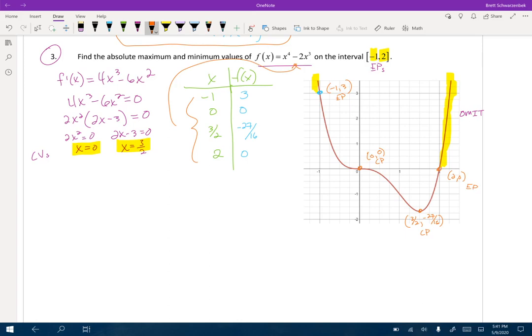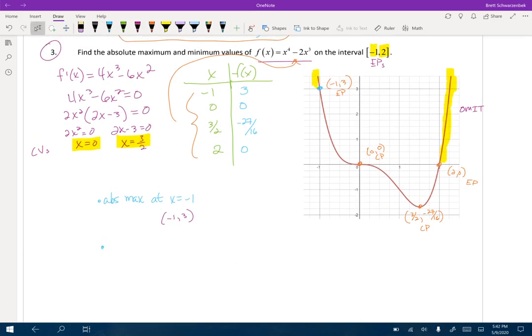We just have to find the highest and the lowest and summarize it in a nice brief statement at the bottom here. So we have an absolute maximum. It appears at x is equal to -1, and if we make that a point, that's -1, 3. It just depends on what they ask for in the problem. I've seen MyMathLab ask just for x equals, and I've seen them ask for the coordinate. So just be ready for either one when you do this.